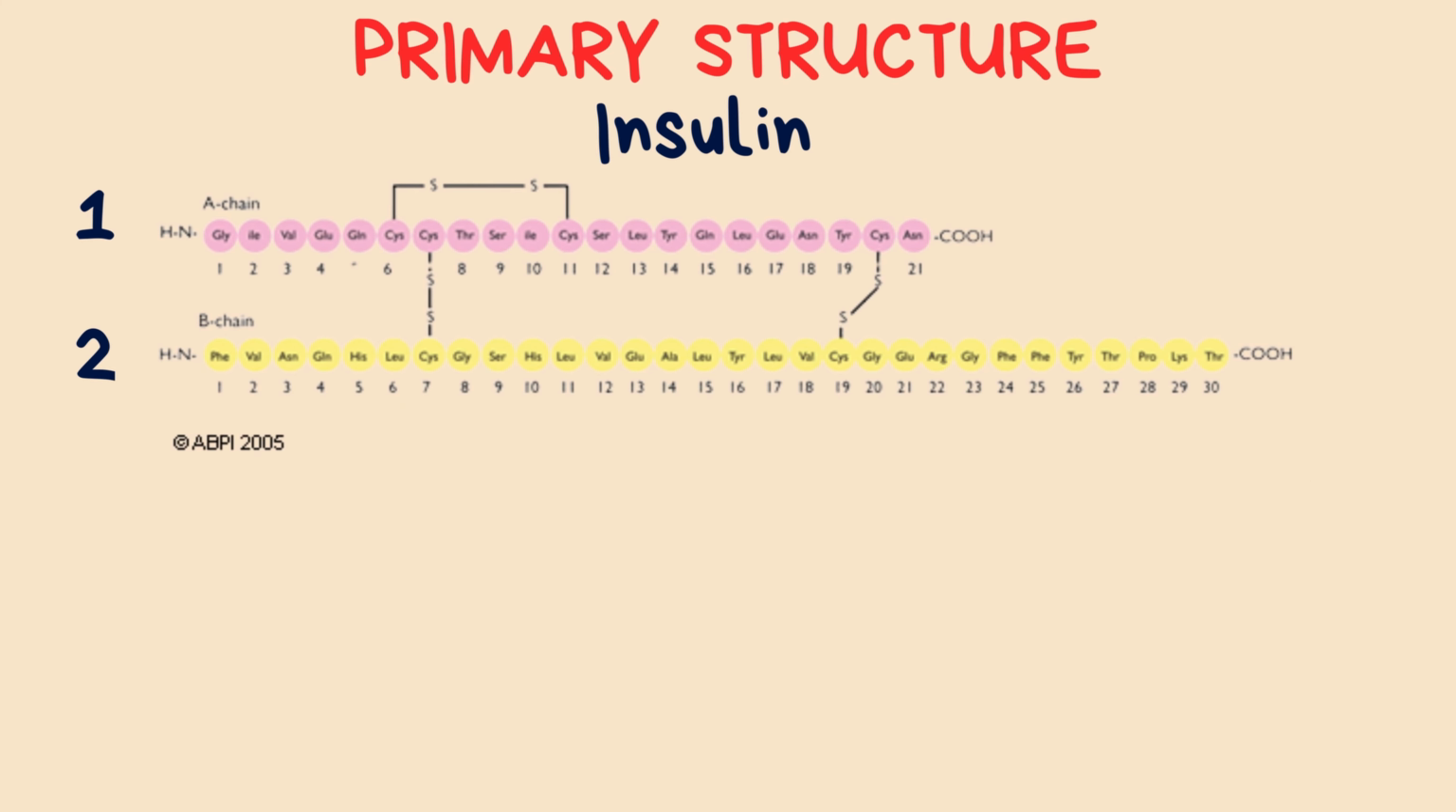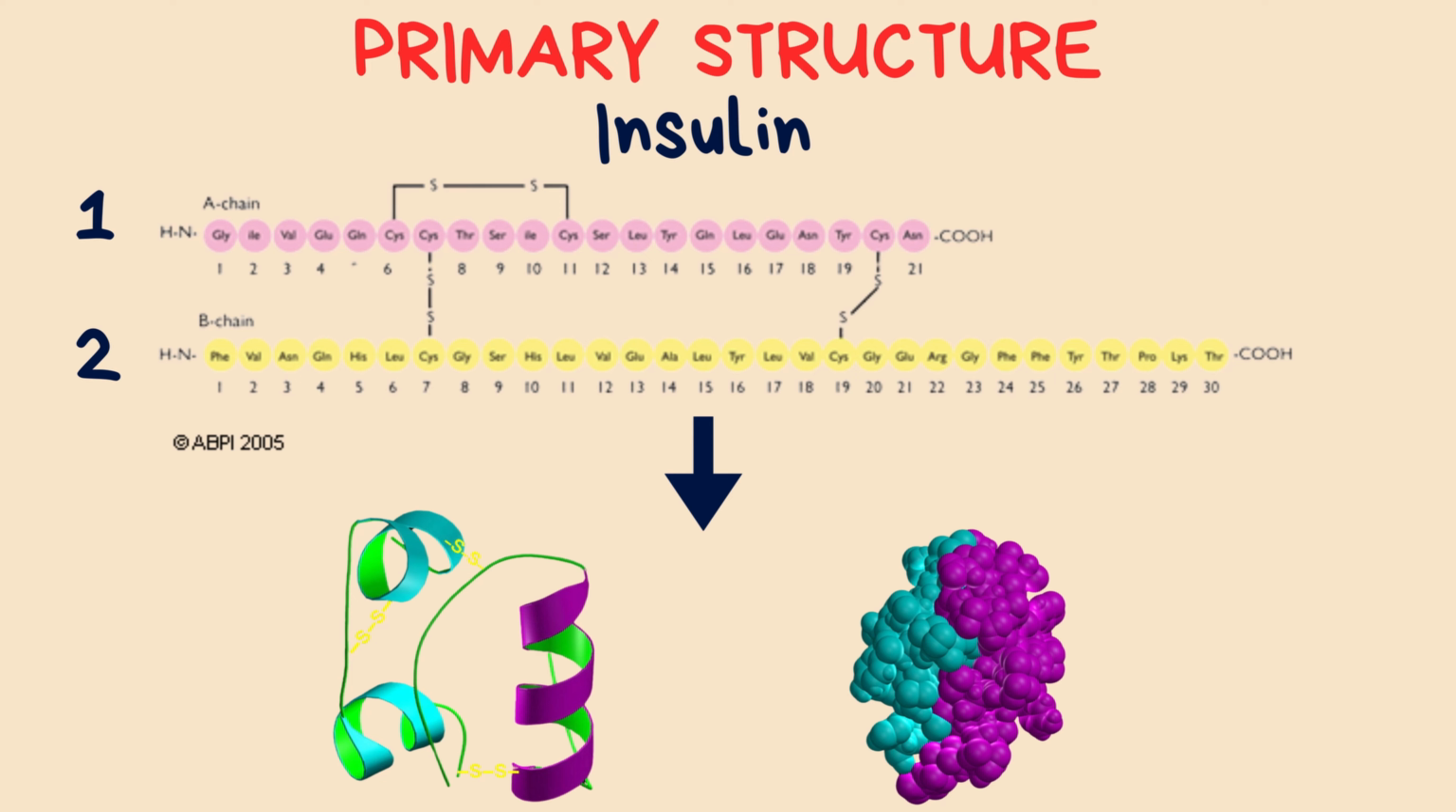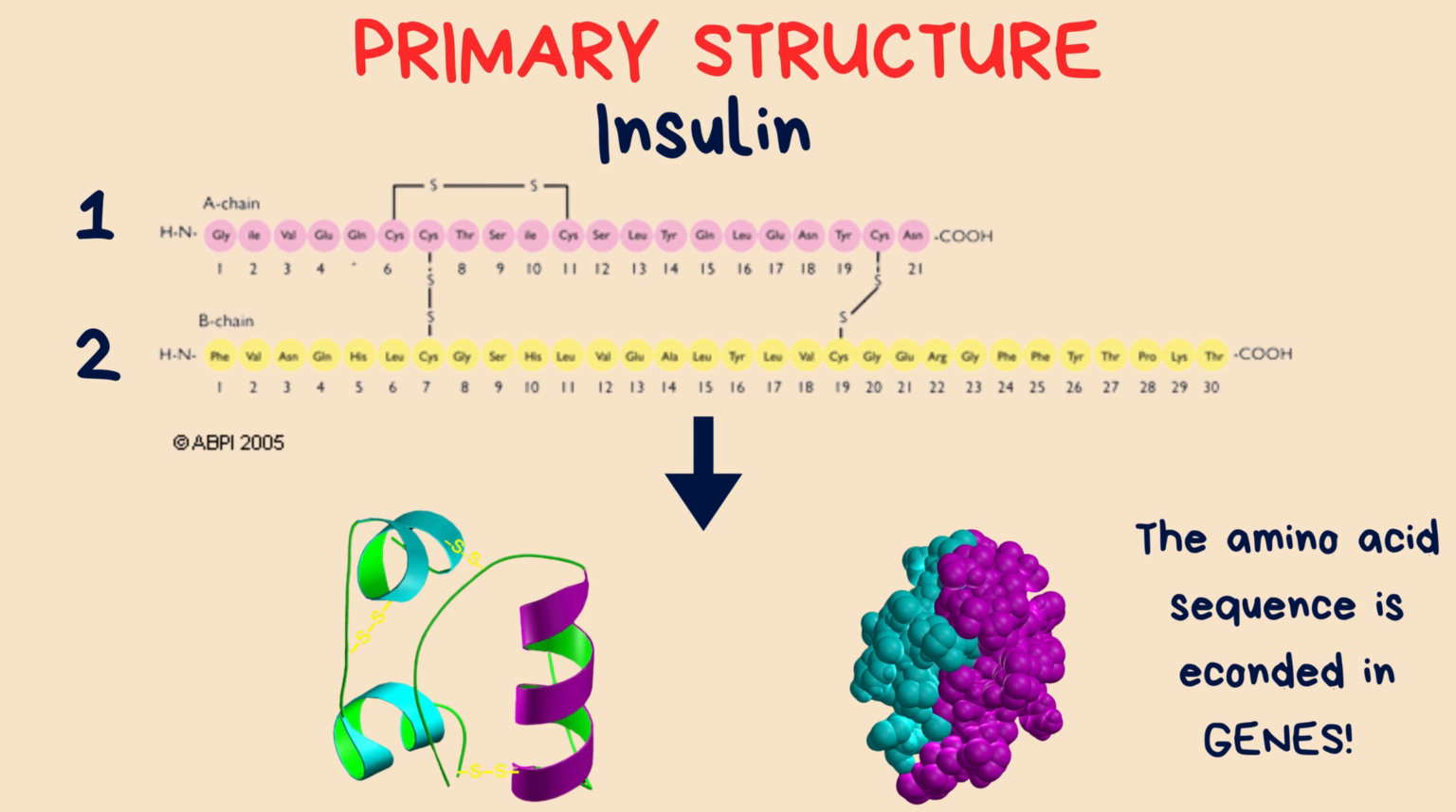The primary structure of a protein is its linear sequence of amino acids, the fundamental building block of everything that follows. For example, the diagram here shows the primary structure of insulin, which is made of two subunits, and fun fact, it was the first protein to ever be fully sequenced. Since the amino acid chain largely determines how a protein will fold, it's worth very briefly noting where the sequence itself comes from. It's encoded in genes.